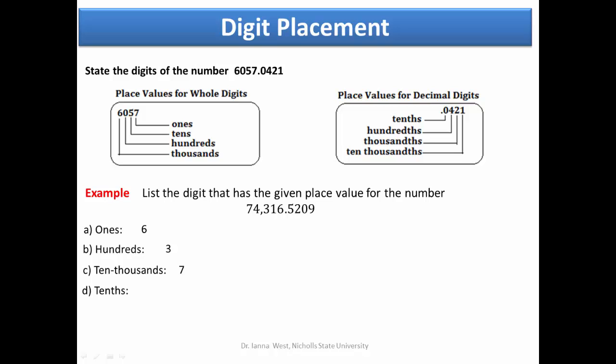Next, we will look at the number that is in the tenths place. We are now looking at decimal digits. The number that is in the tenths place is 5. Next, we will look at the thousandths place, which is 0, and then the 10,000ths place, which is 9.